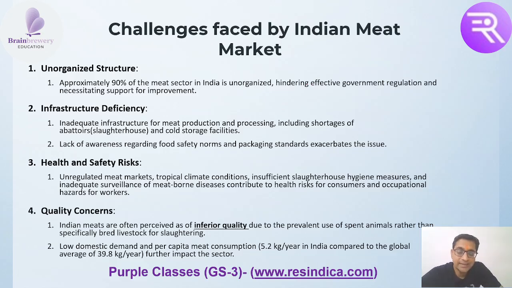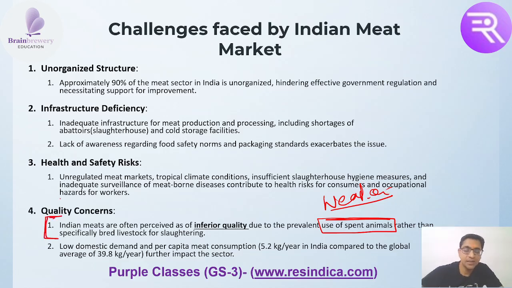In other countries there is a special focus on breeding cows, buffaloes, chickens, hens, and various types of pigs. Special breeding grounds are there for slaughter, but in India we are slaughtering the spent animal, so they are already weaker, and then we are slaughtering them. So there is a need to especially devise a plan in which we breed animals and then utilize them so that quality will be maintained.